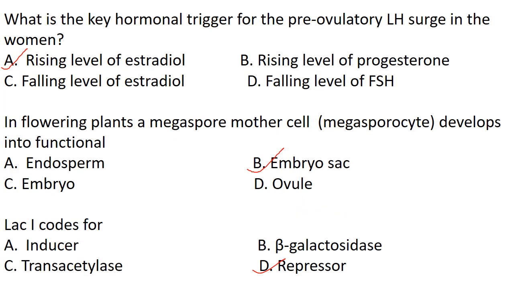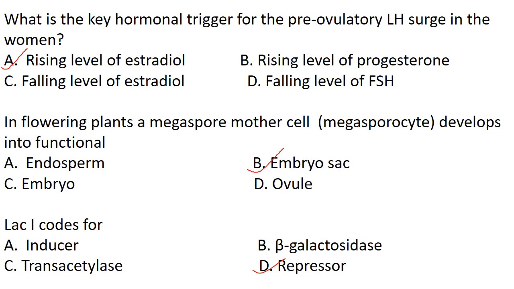Then which is the key hormonal trigger for the pre-ovulatory LH surge in women? So estrogen induces the LH surge by acting on the pituitary and hypothalamus. Estrogen is also called estradiol. So rising level of estradiol is the answer. Answer is option A. Then in flowering plants, megaspore mother cell or megasporocyte develops into functional embryo sac. They have asked megaspore mother cell. It develops into functional embryo sac.